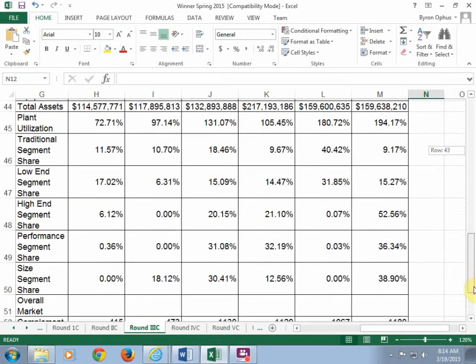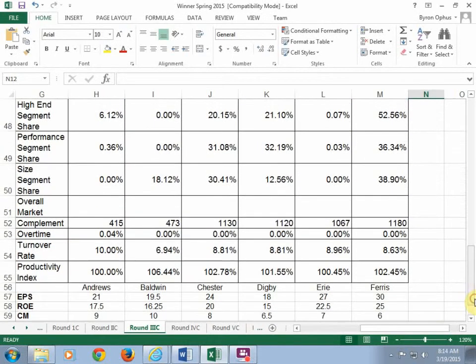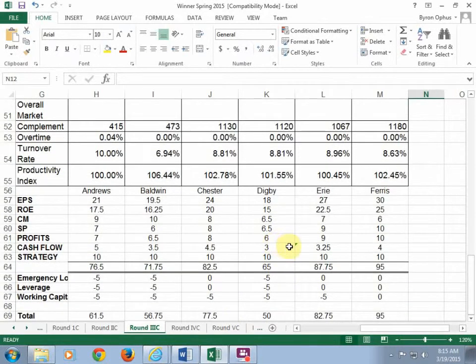Scores, here we go. Ferris, Erie, Chester on the earnings per share. ROE, Ferris, Erie, Chester. Contribution margin, actually Baldwin did have the highest contribution margin, maybe because of their high price or high prices. I didn't look at the other segments. I have to take a peek, but I think even in round 3 they were still really high priced in the low end segment at least. Stock price, Ferris, Erie, Chester.